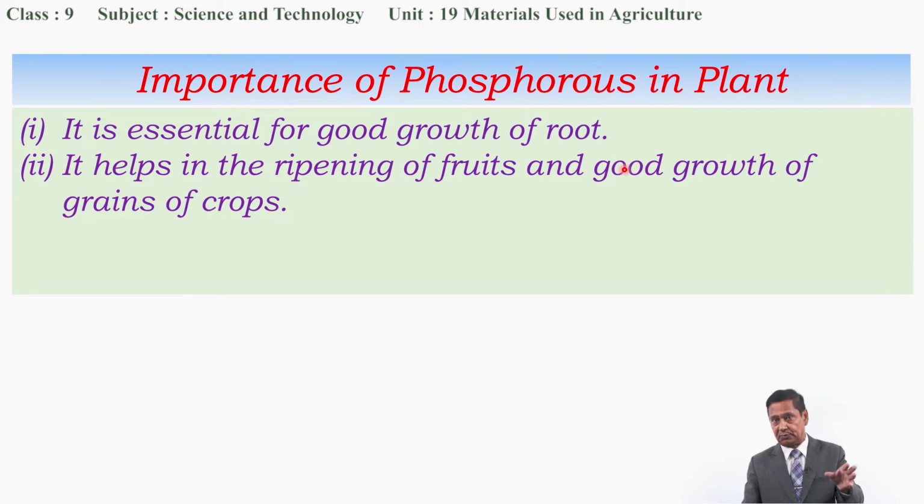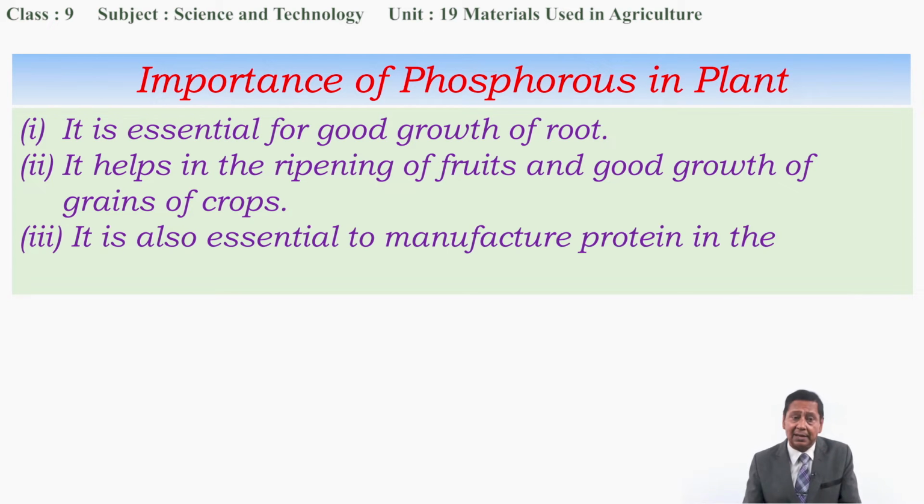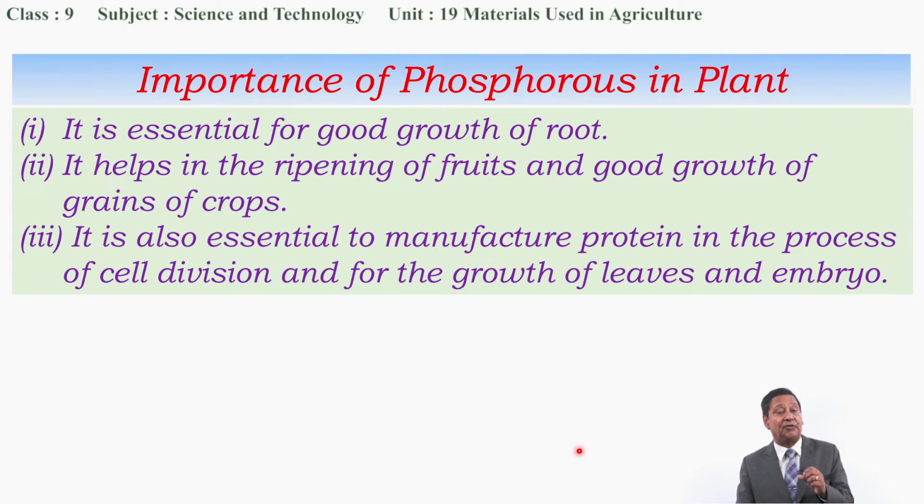Good growth of grains is obtained with the help of phosphorus. Now next, it is also essential to manufacture protein in the process of cell division. Actually protein is manufactured with the help of nitrogen, but in the process phosphorus also helps.